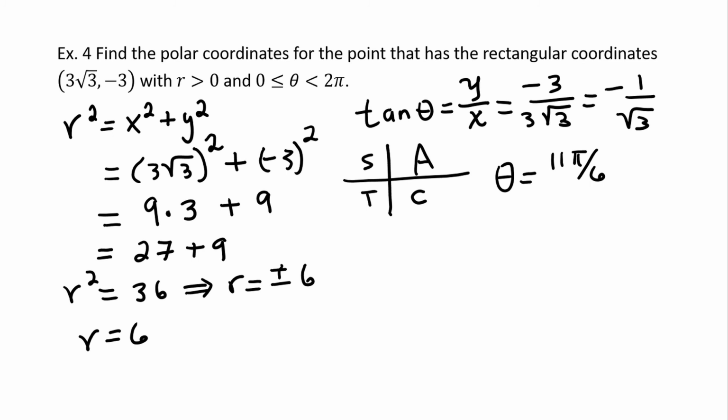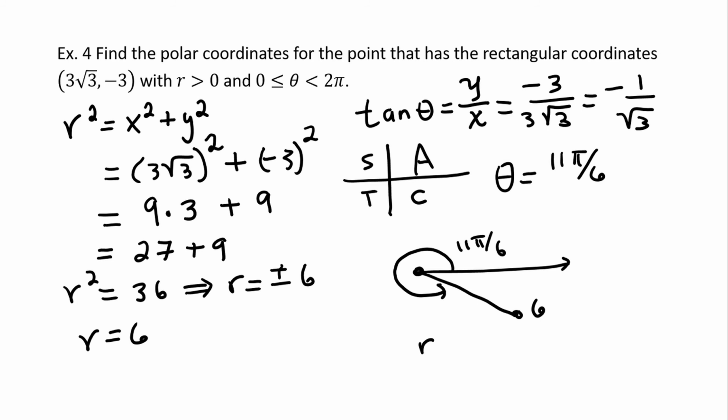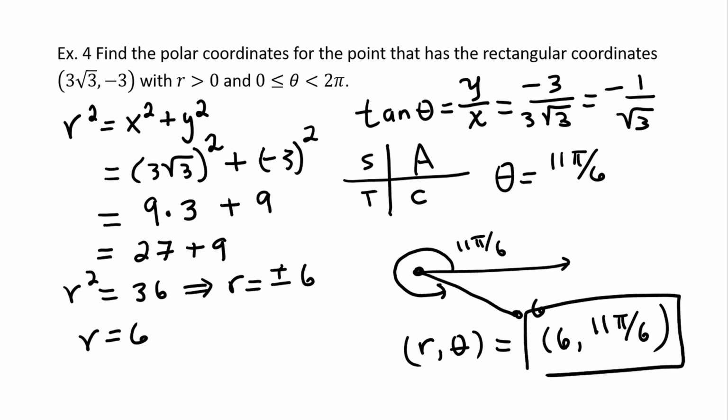Let's check. We do polar axes, or polar axis, and we go in the counterclockwise direction 11 pi over 6 units, and then do the r length of 6. It puts us in the right quadrant. So the polar coordinates for this point is going to be r comma theta, where r is positive 6, and the theta is 11 pi over 6.